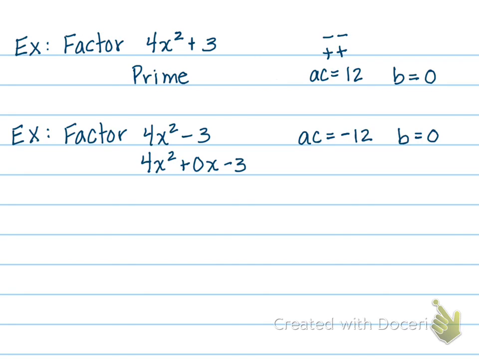And now I'm hopeful because my AC is negative, which means I need 1 of each sign, right? I need 1 positive, 1 negative. So now we'll make our list 1, 12, 2, 6, 3, 4. Make one of them negative.